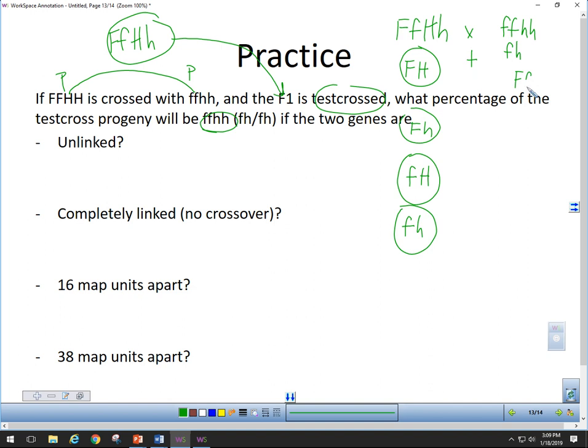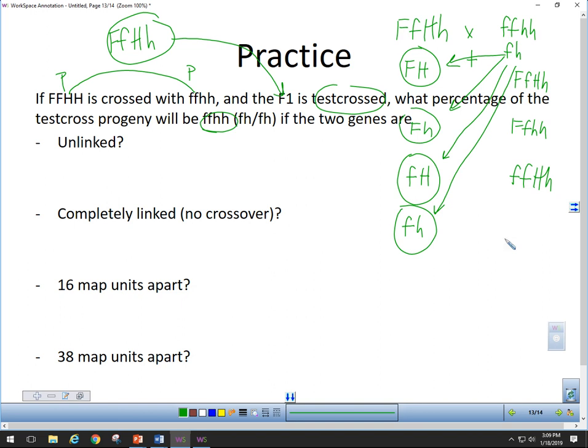Big F, big H, little h. This one gives you big F, little h, little h. Little F, big H, little h. And if you're wondering what I'm doing, I'm adding this one with this one, this one with that one, this one with that one, and this one with that one to give me my four choices for offspring.